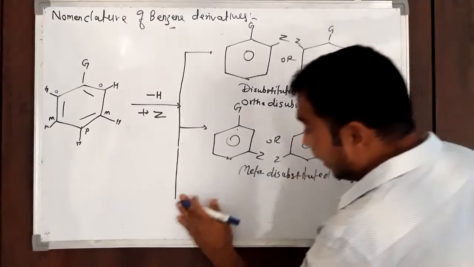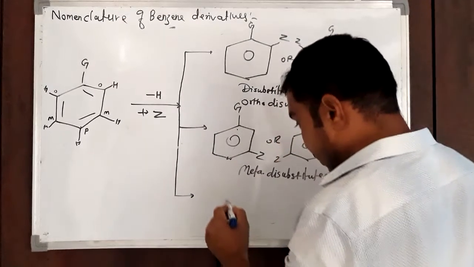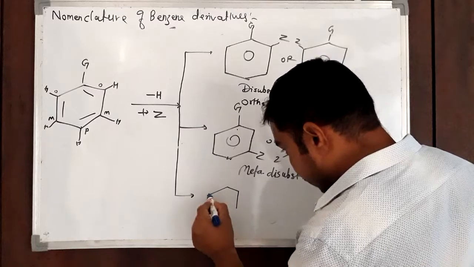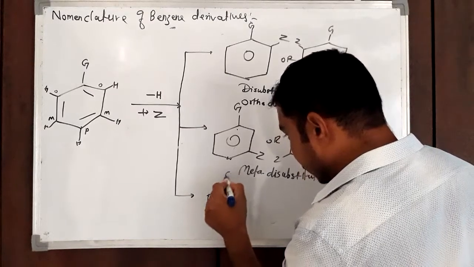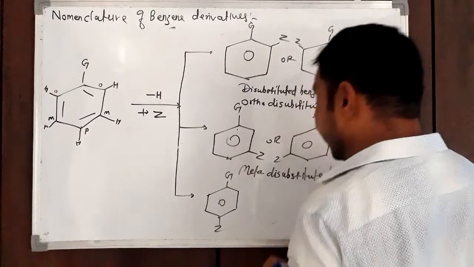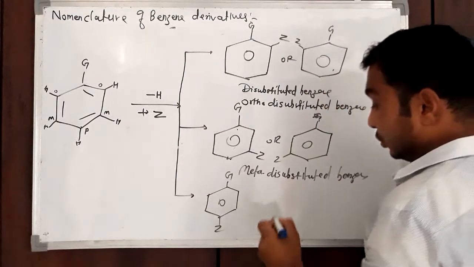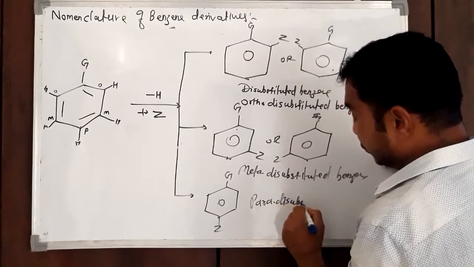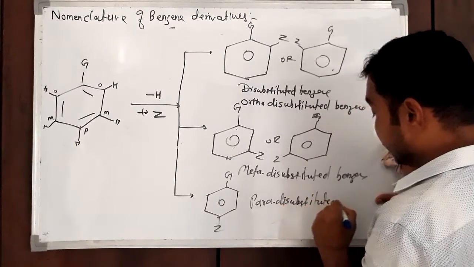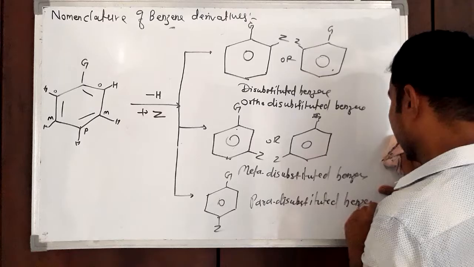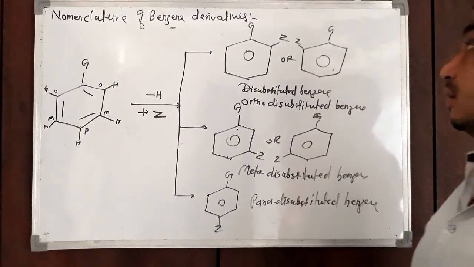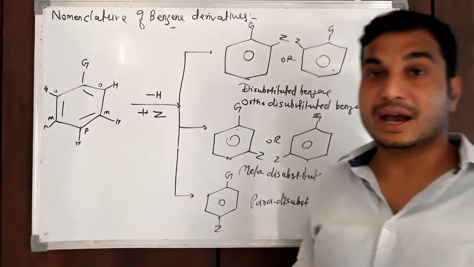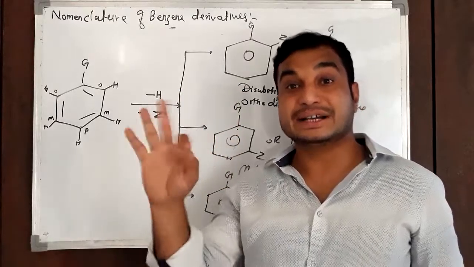Disubstituted benzene. And now last, para disubstituted benzene. Only one position para. So para disubstituted benzene. This is so disubstituted benzene having three different isomers.